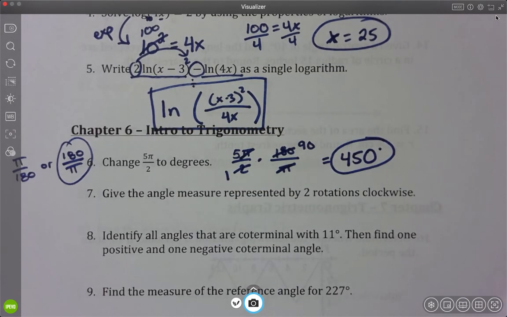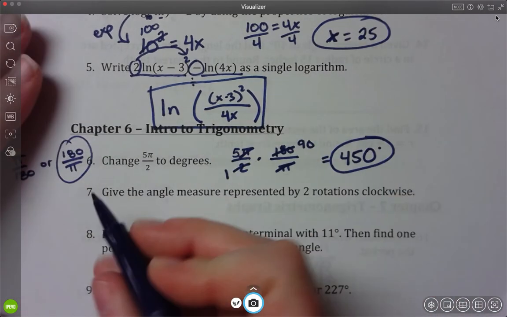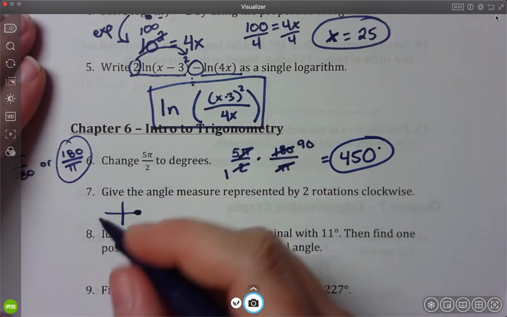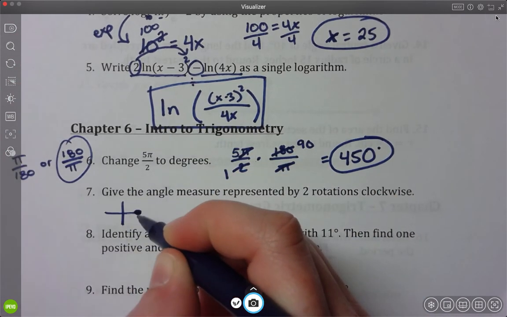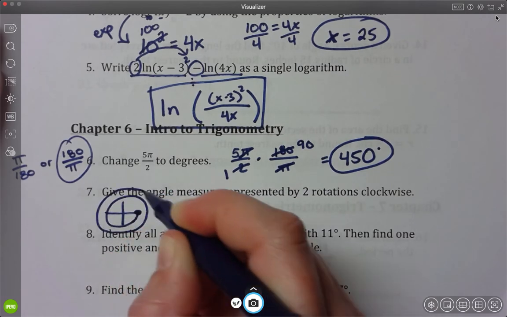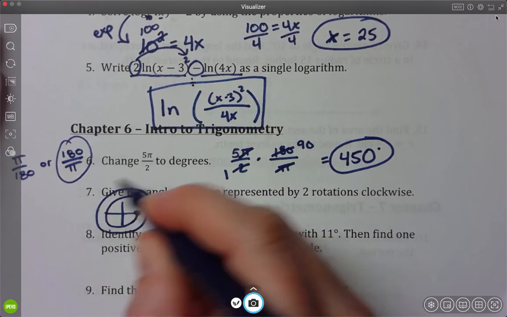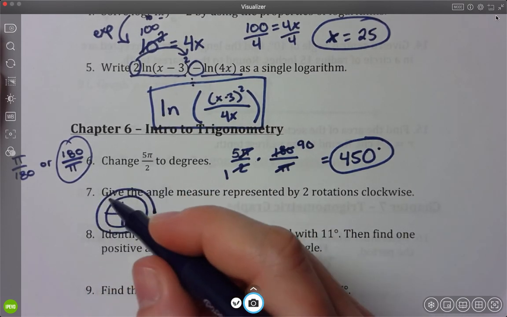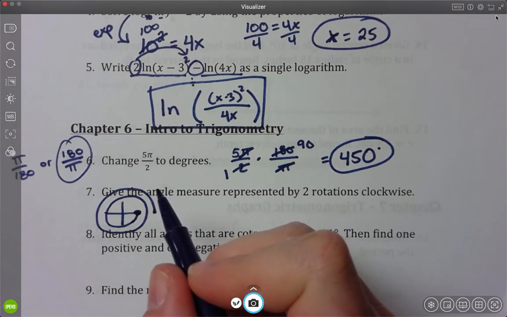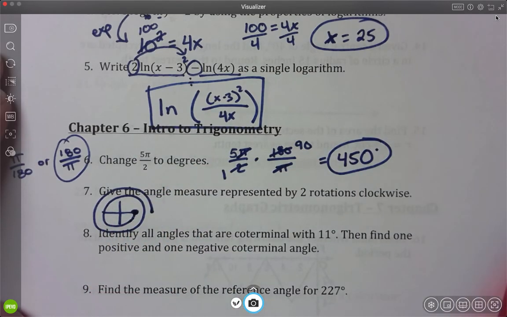Number 7, given the angle measure represented by 2 rotations clockwise. We always start out here in standard position, and if I rotate around clockwise, as the clock goes, that means I'm doing this, and I'm doing that twice. So I end up right back over here. So how many degrees will that be if I'm going clockwise? Now, clockwise is kind of backwards from the way that we think of angles. When you're going positive, the positive direction, you go this direction.